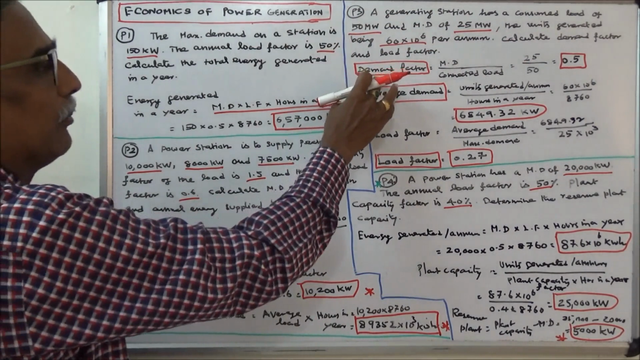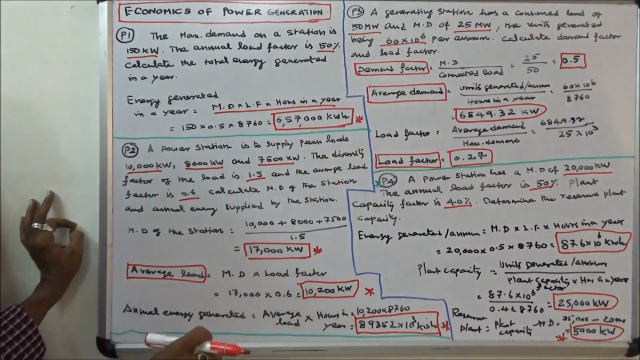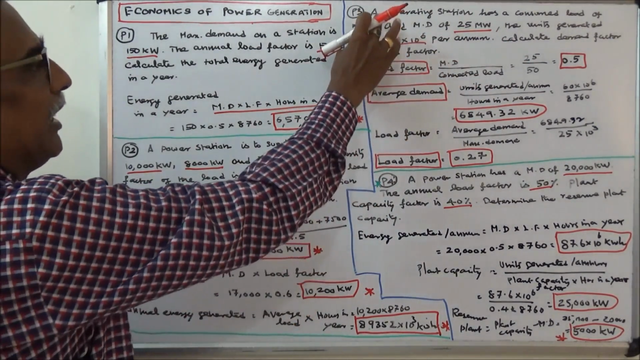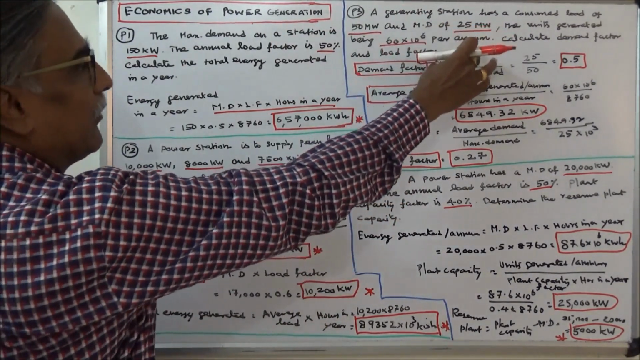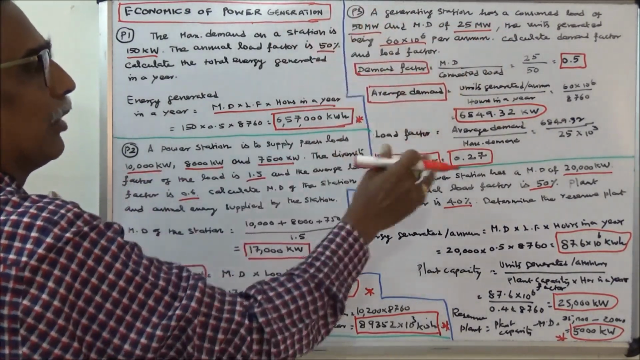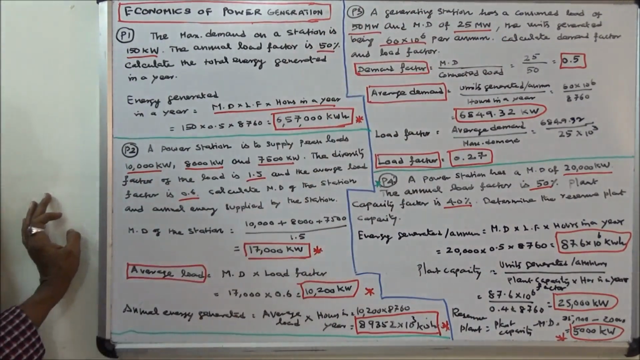Demand factor is equal to maximum demand divided by connected load. Maximum demand is 25, connected load is 50, 25 by 50 is equal to 0.5.